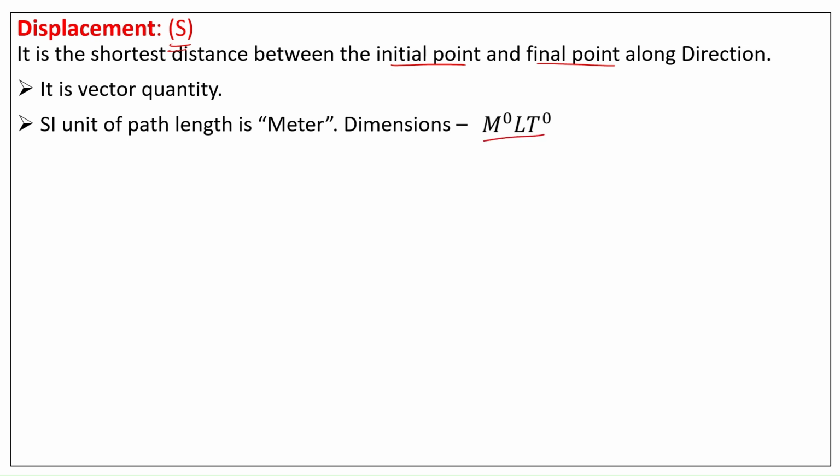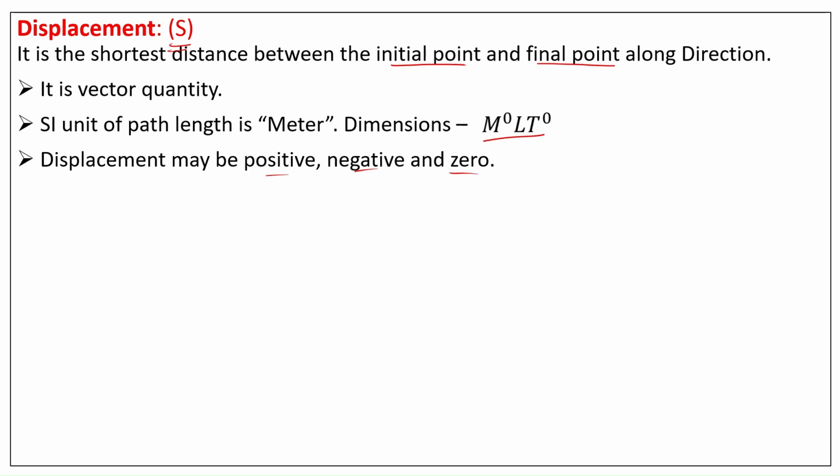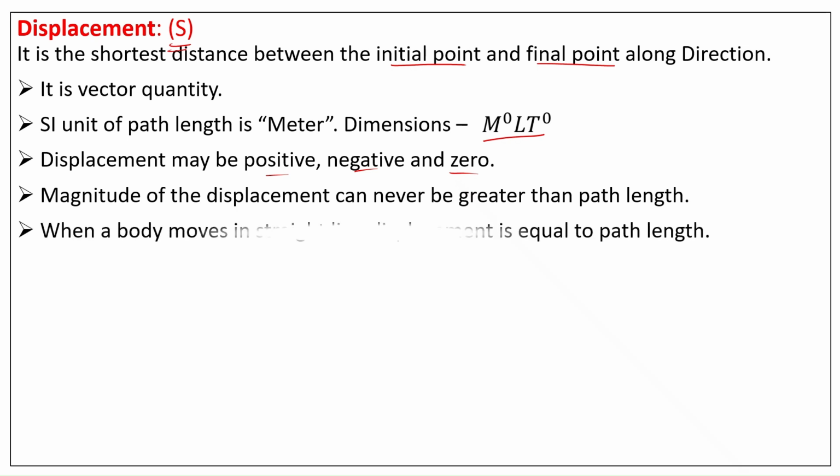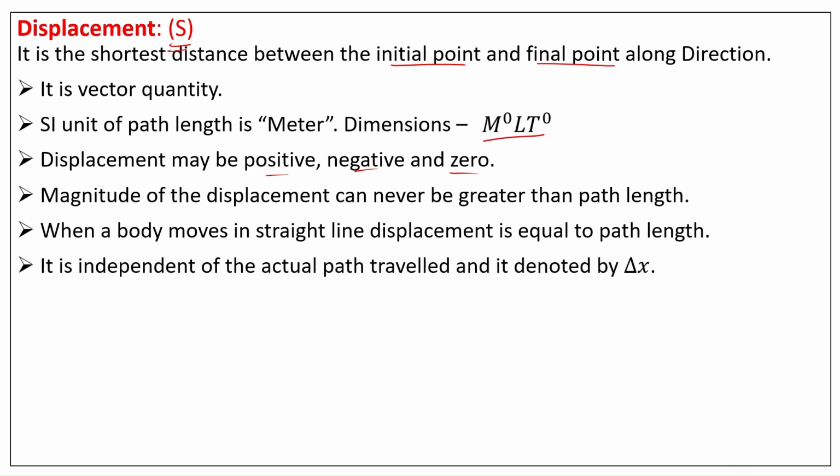Dimensions M0, L, T0. Displacement may be positive, negative and zero. Magnitude of the displacement can never be greater than path length. When a body moves in a straight line, displacement is equal to path length. It is independent of the actual path traveled and is denoted by delta x.